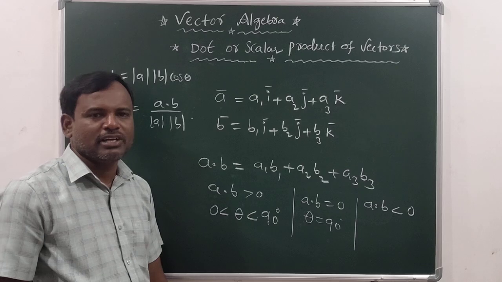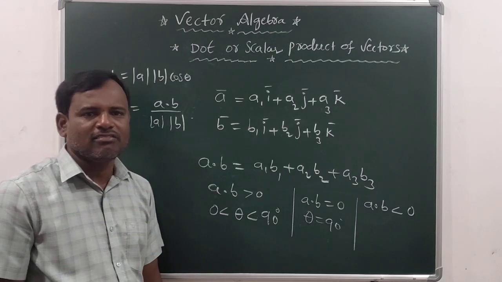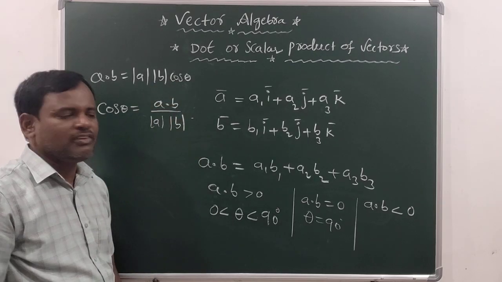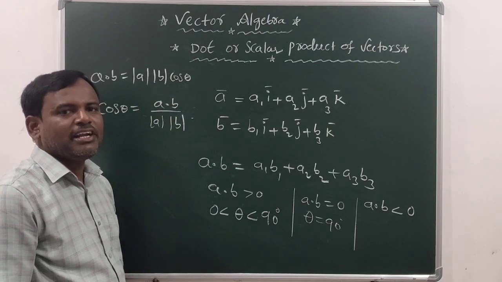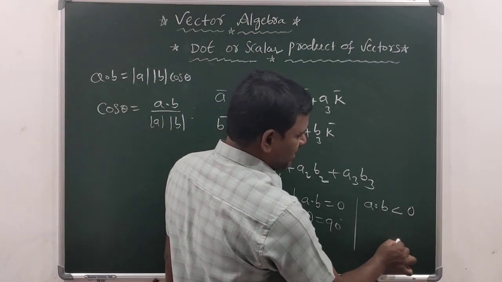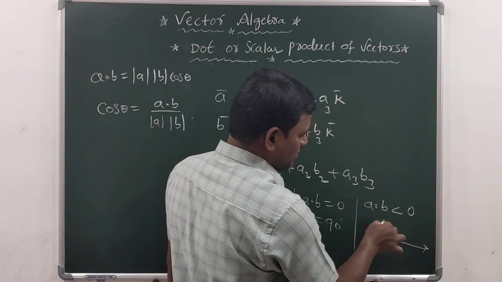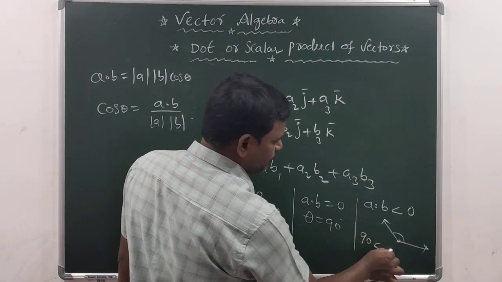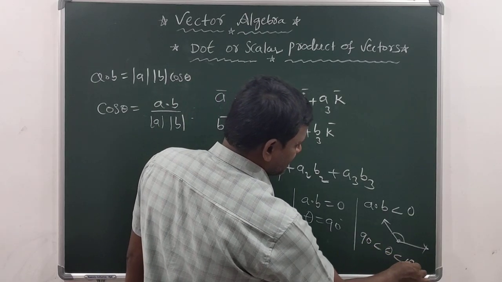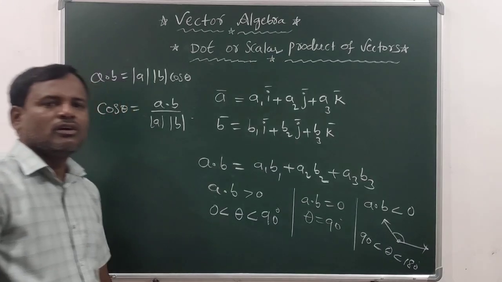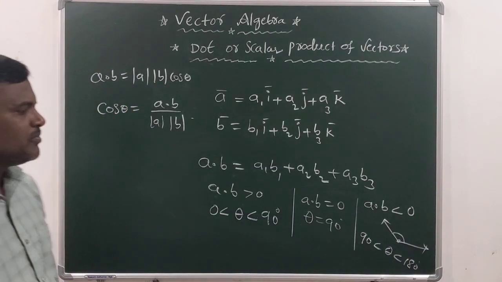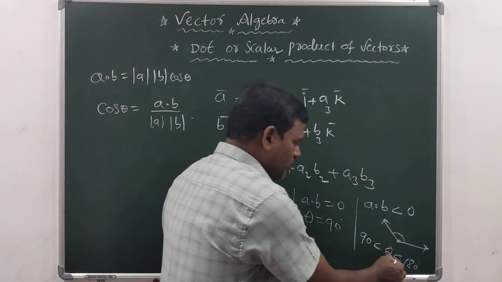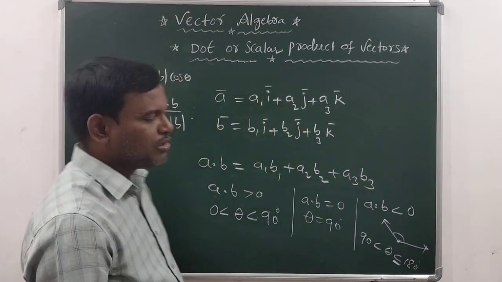Theta is obtuse angle, because when the theta belongs to the second quadrant, angle between vectors will be more than 90 degrees, up to 180 degrees. You get the diagram like this, more than 90. So more than 90 to less than 180 degrees. Okay students, if A dot B is negative, then you get an obtuse angle.